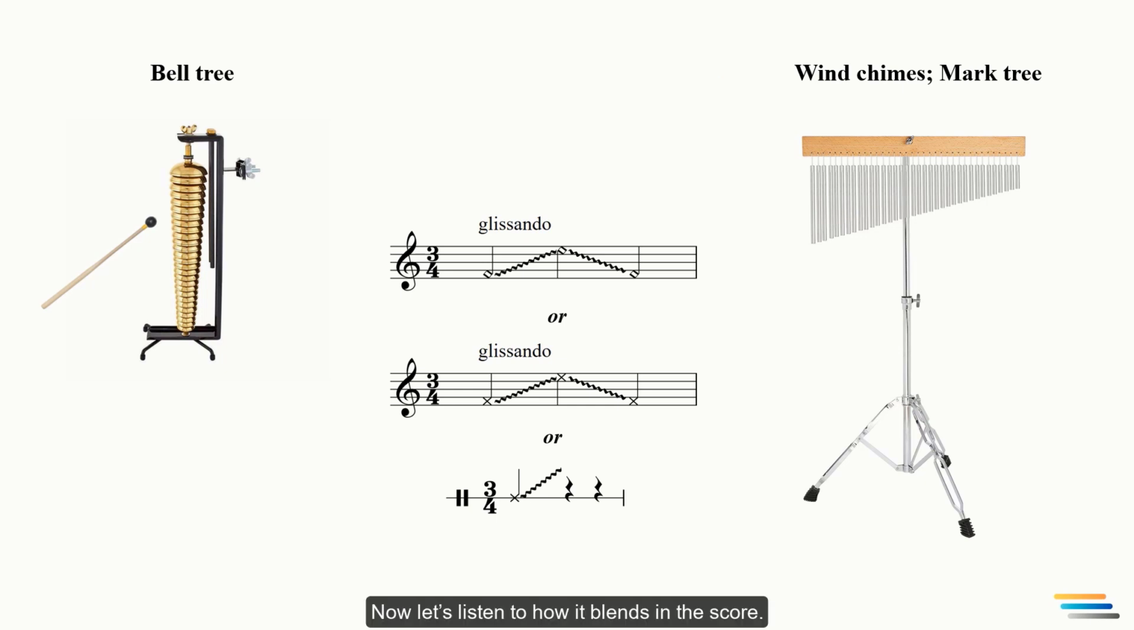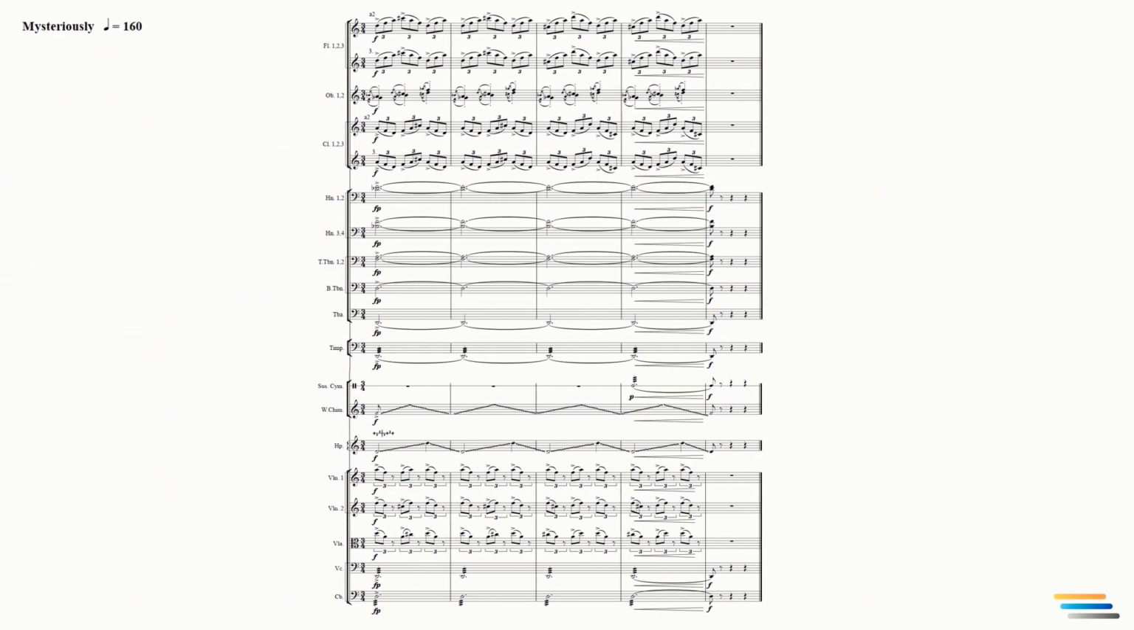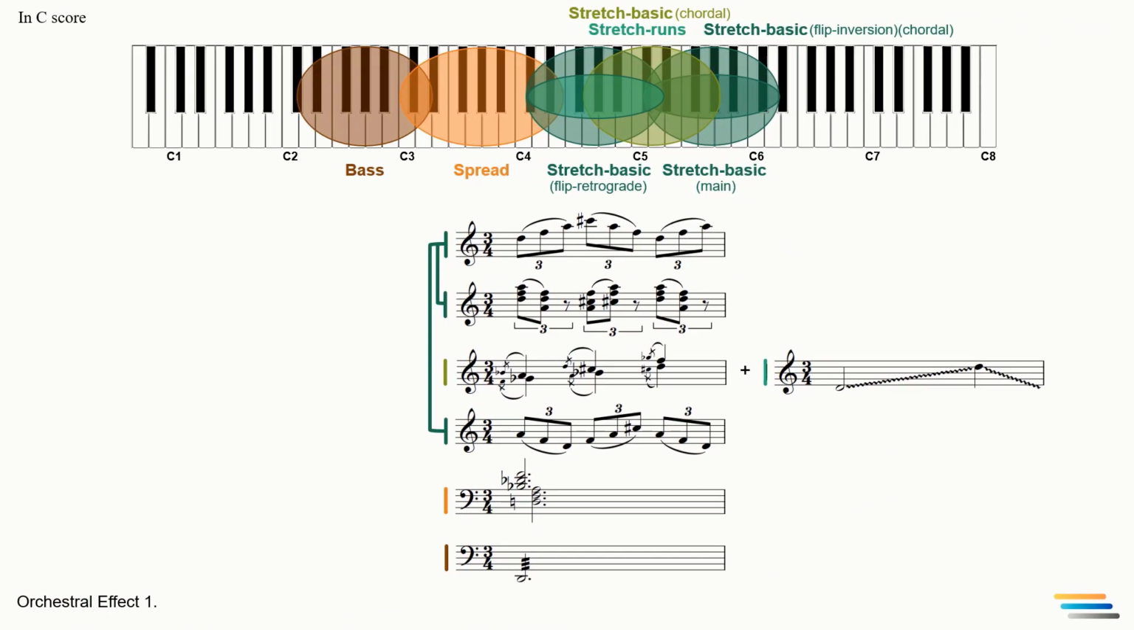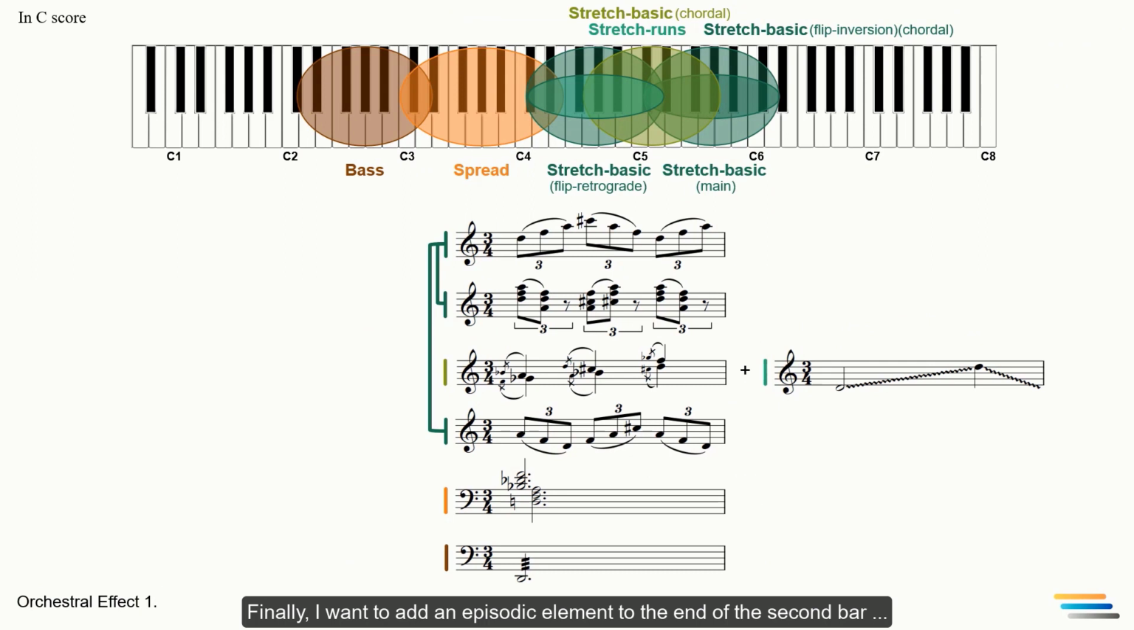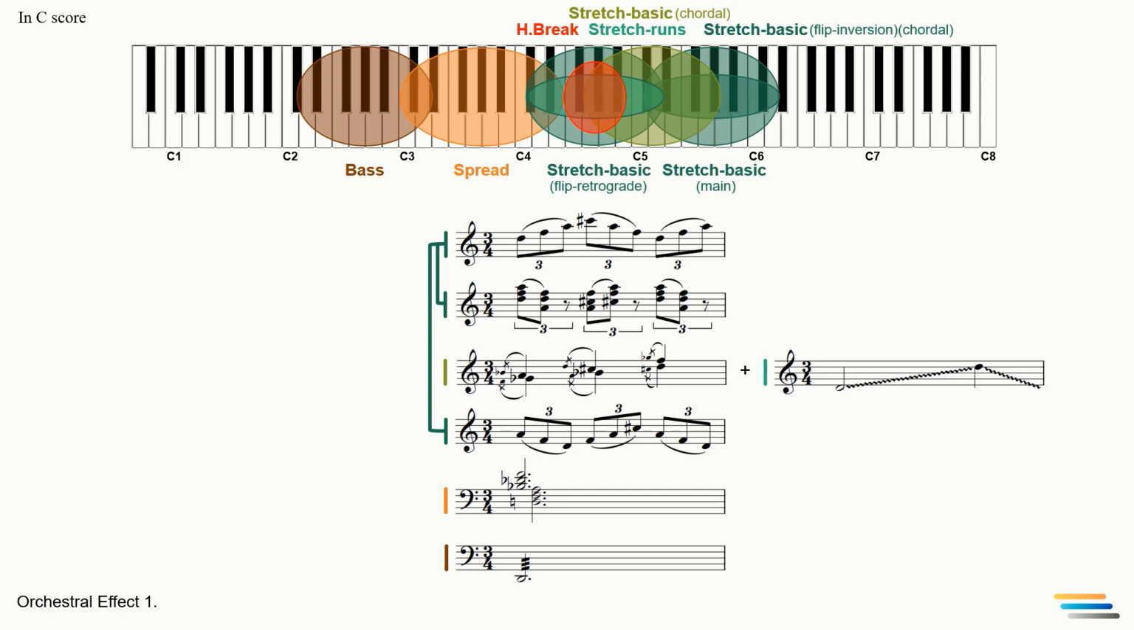Now let's listen to how it blends in the score. Sounds good. Finally, I want to add an episodic element to the end of the second bar and finish the orchestration process. The horizontal broken harmony will be played by two trumpets.